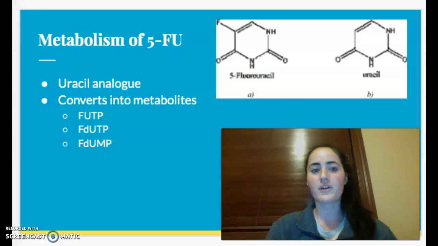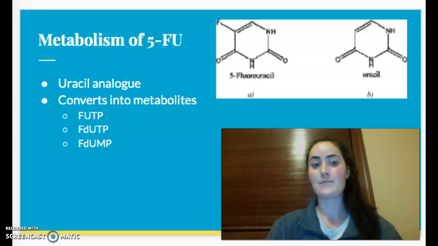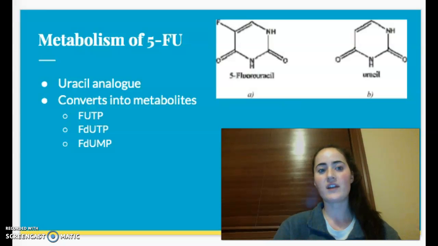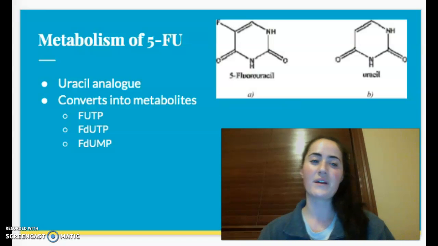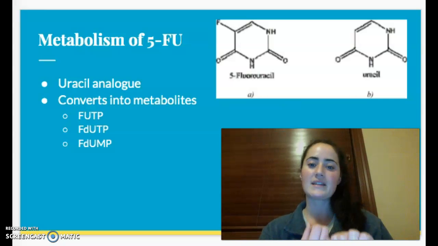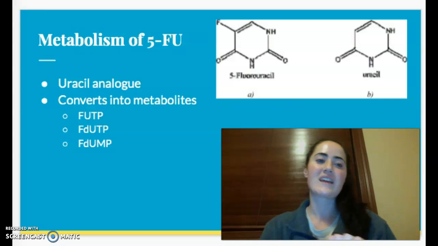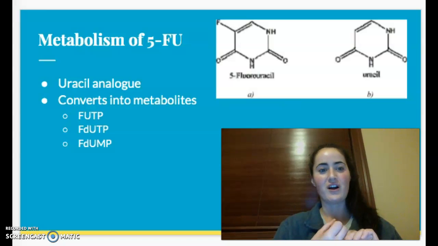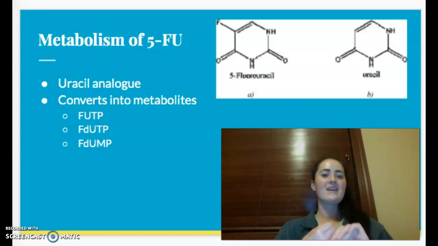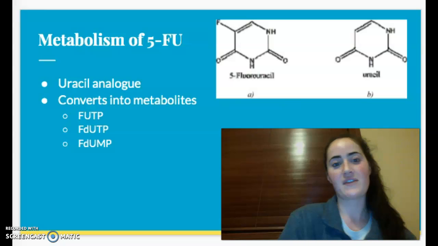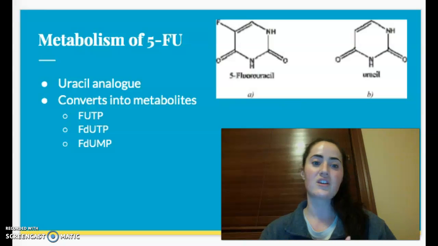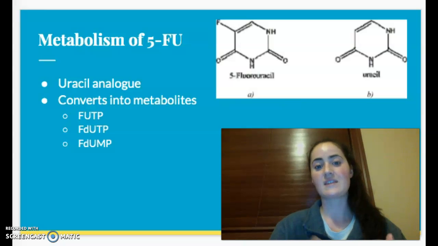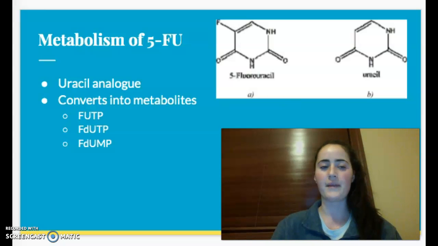The first one is fluorouridine triphosphate, or FUTP. This is going to be incorporated into RNA rather than uridine triphosphate, which is typically incorporated into RNA, so this takes the place of that. Another metabolite is FdUTP, which stands for fluorodeoxyuridine triphosphate, and that's incorporated into DNA rather than dTTP. And lastly, FdUMP is going to inhibit the activity of what's called TS in the ternary complex, and that's something that we'll go over a little bit later.